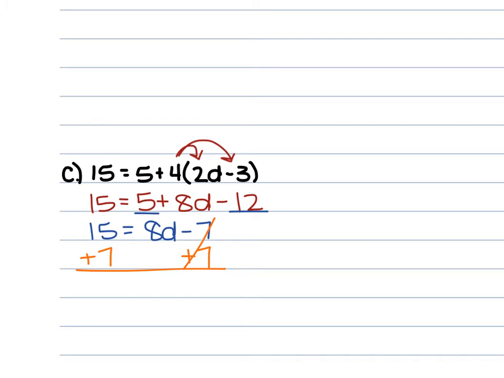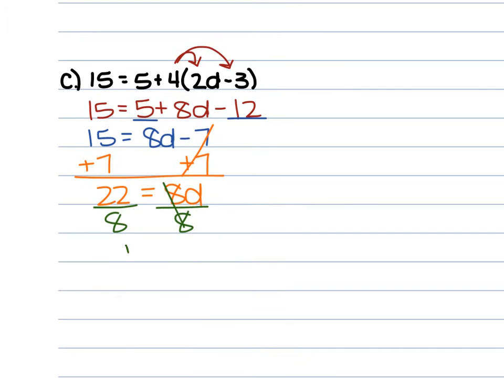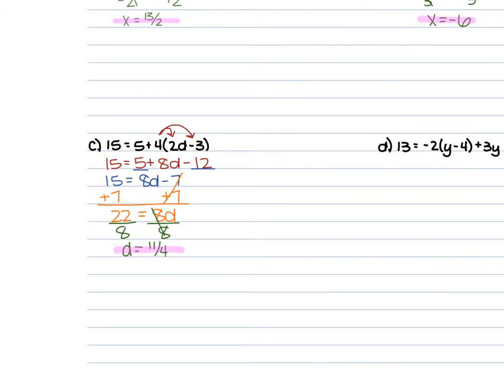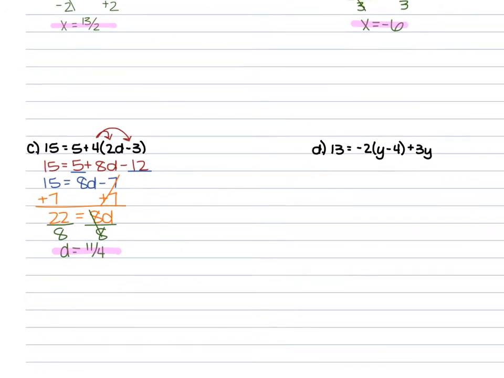I have 15 plus 7, which gives me 22, is equal to 8d. I then divide each side by 8. So D is equal to 11 over 4. And then you can keep this as an improper fraction. You don't have to turn it into a decimal or turn it into a mixed number.